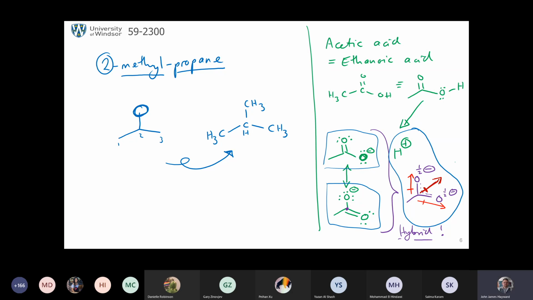Any particular questions about drawing structures, drawing Lewis structures, and resonance structures? Because the next thing I was going to talk about is a couple more random examples.